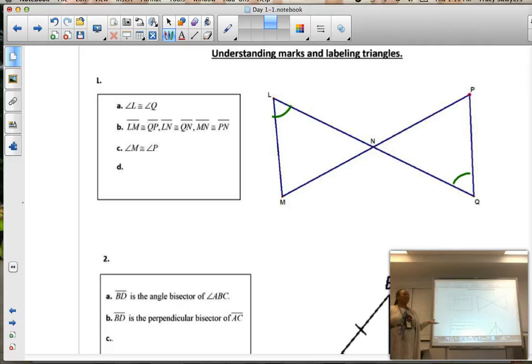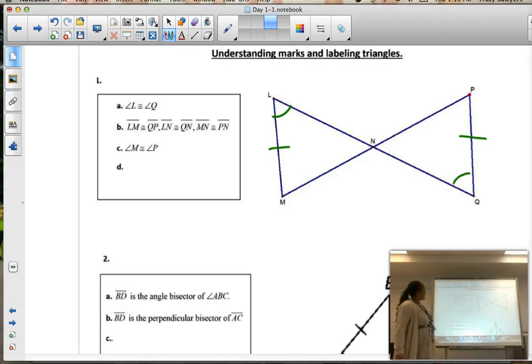All right, now B is a little bit confusing to some people. Who wants to read B to me and tell me what to put on it? You with me, Raphael? No? All right, Ziamara. Segment LM is congruent to QP. Okay, I'm going to do that one. LM is congruent to QP. All right, so I'm going to put 1 tick.